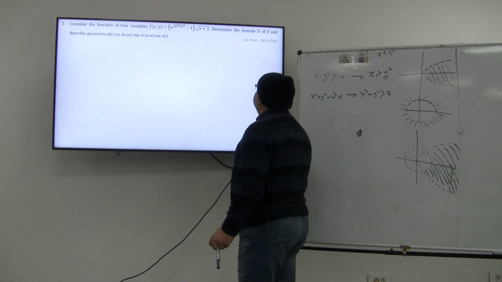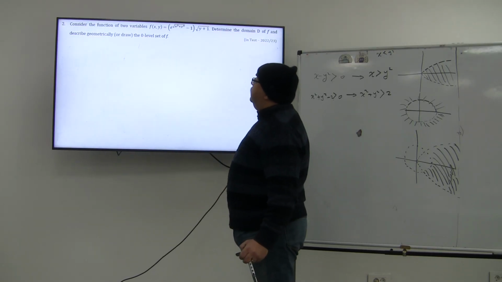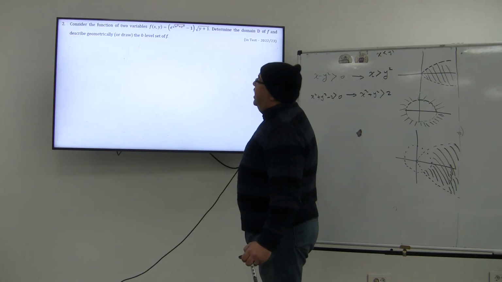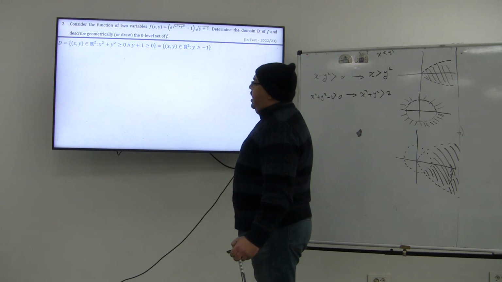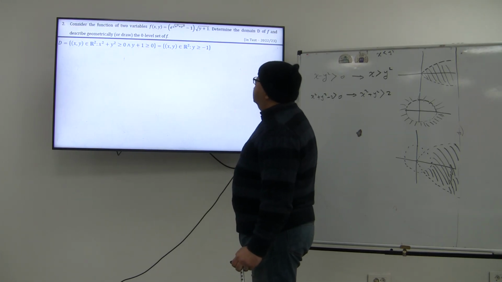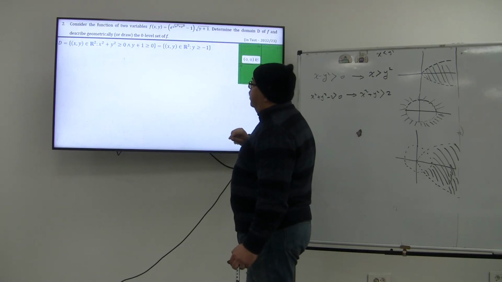As you can see, it's very, very simple and direct, exactly like the previous one. You want to consider the function of two variables, e to the power of the root of x squared plus y squared minus 1, times the root of y plus 1. Determine the domain D of f and describe geometrically or draw the zero level set of f. All I have to do once more is to put the conditions. So he wants you to determine the domain of f and write it down.